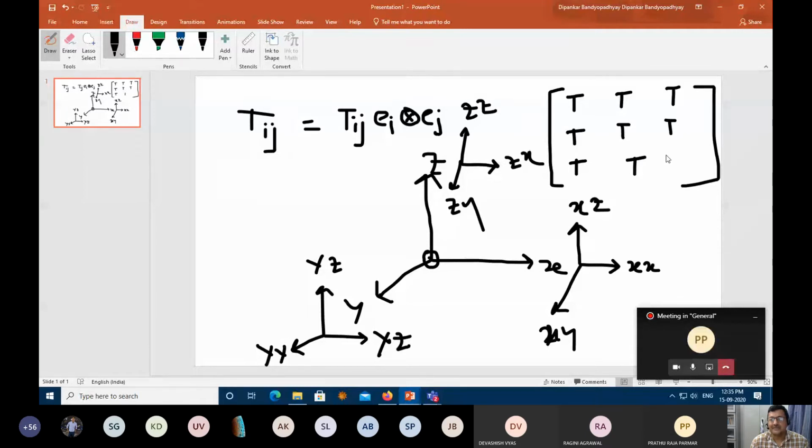9 components of T's. So this will be my XX, this will be my XY, I'm writing row by column. This will be my XZ. This is my YX, this is my YY, this is my YZ. Then this is my ZX, this is my ZY, and this is my ZZ.